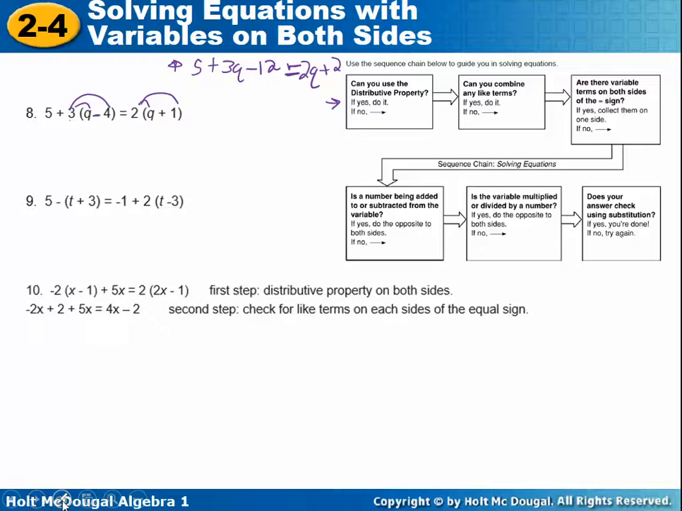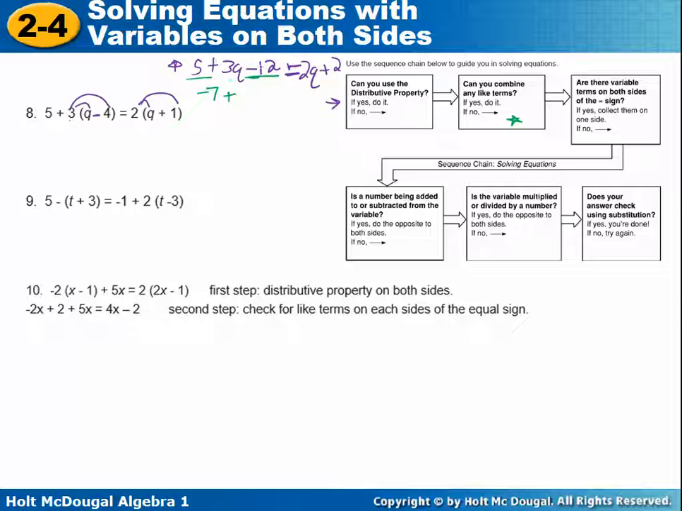All right, now we're ready to look for the second step. Can you combine any like terms? And there are like terms on the left side. We have a 5 minus 12. Remember that this minus sign is part of the 12. So we have 5 minus 12, which is negative 7.